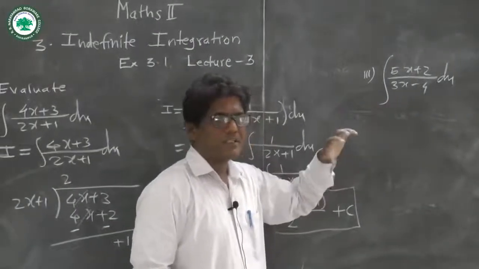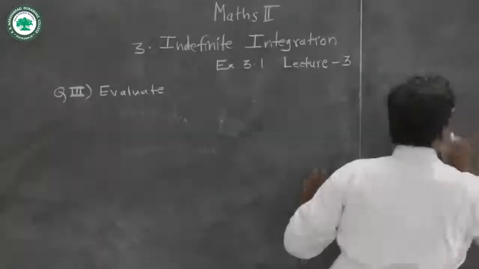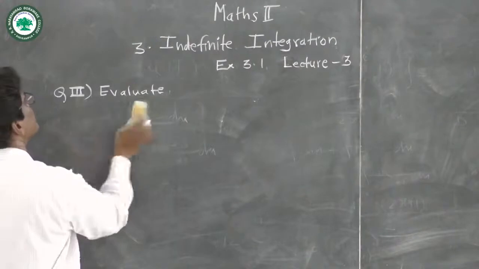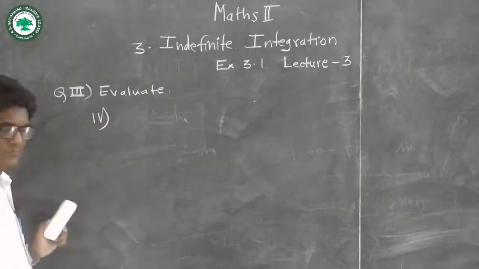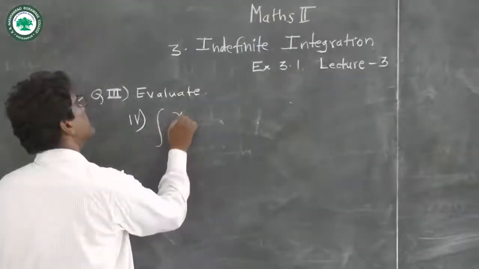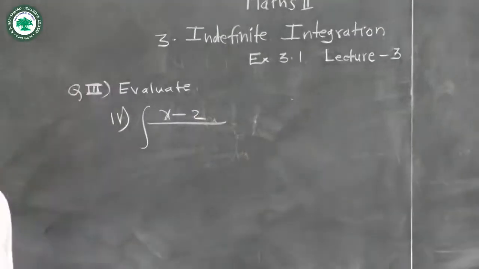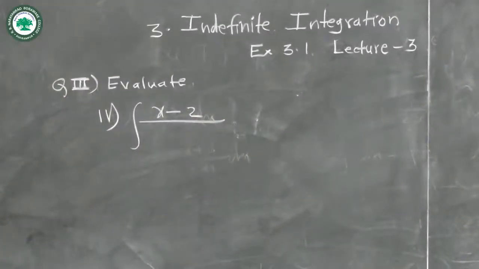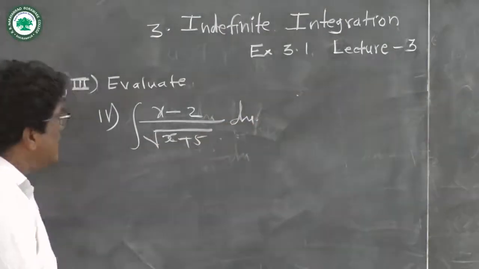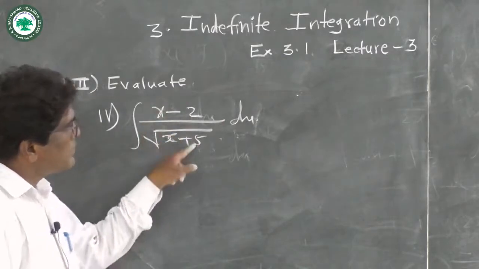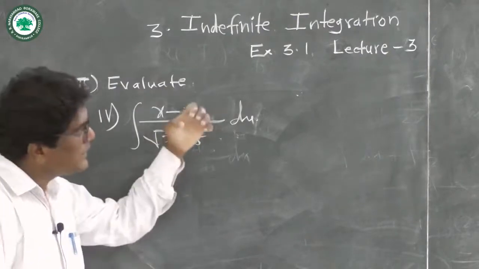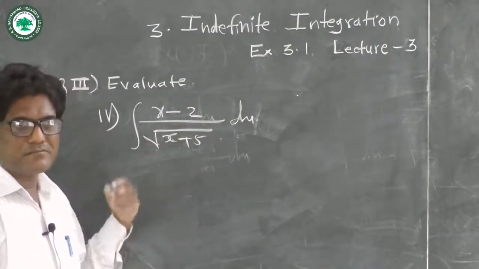Now we see the fourth problem. The fourth problem is integration of (x − 2) upon root of (x + 5) dx. Here, numerator upon denominator, but in the denominator there is a square root sign, so we cannot use our previous method, that is n upon d.